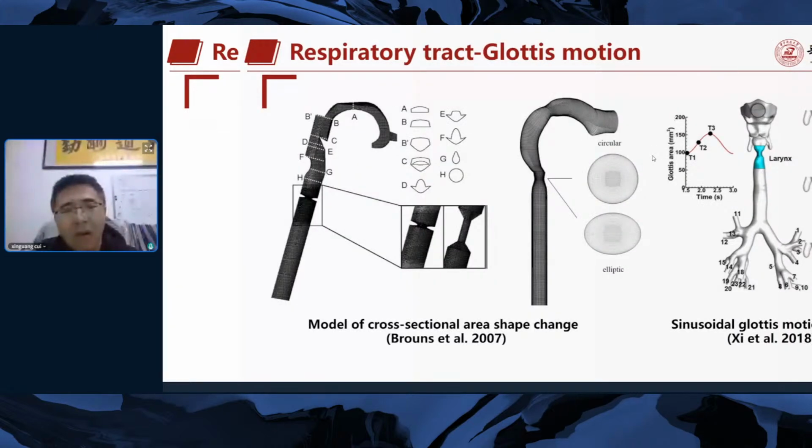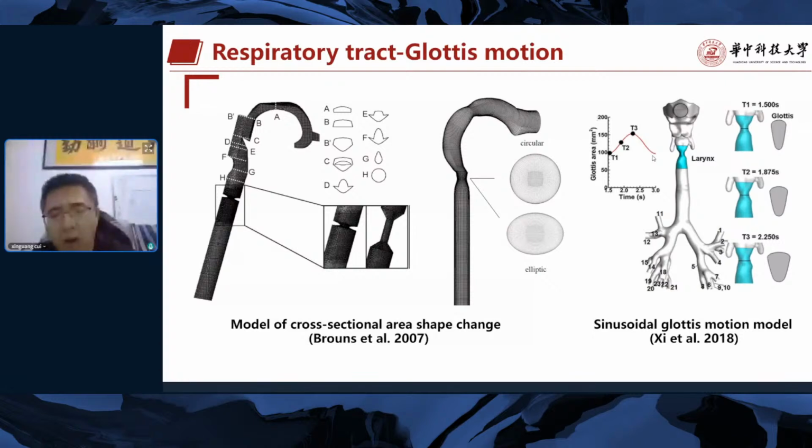Okay, and people also consider the glottis motion, because the glottis moves. I think maybe 10 years ago, when people did simulations, they didn't consider the glottis motion, and for the respiration, they thought the respiration flow rate was steady, just like a constant line. But this is dynamic.